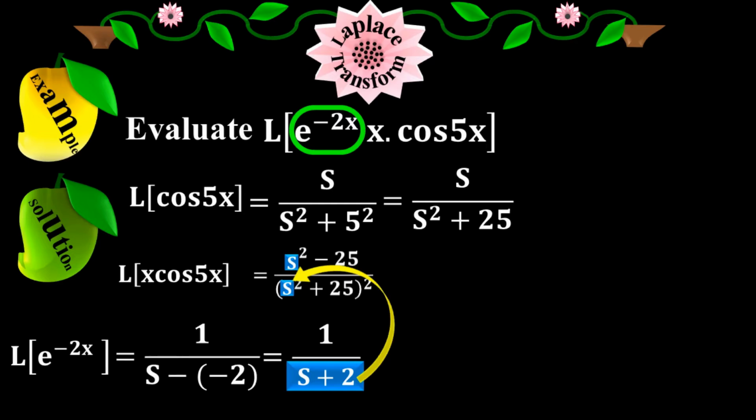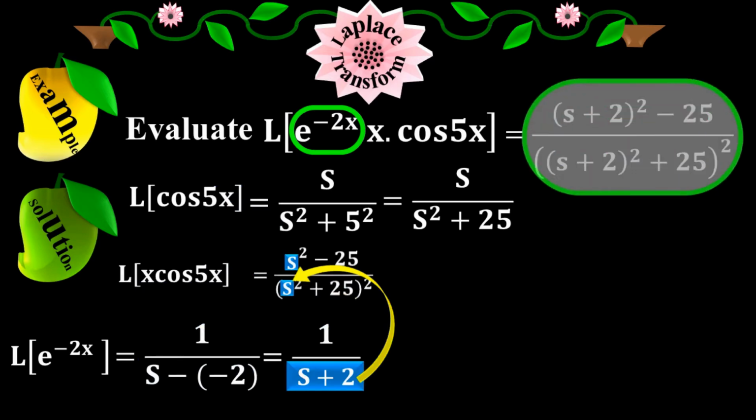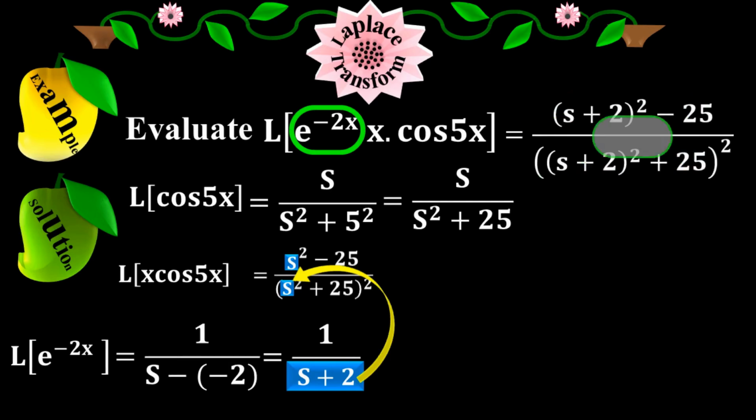When you do the substitution, you will get (s plus 2) squared minus 25, over (s plus 2) squared plus 25, all squared. What I did here is substitute s plus 2 for a squared at both places, and I got this final value. This is my final value for the given function, which is the product of three subfunctions.